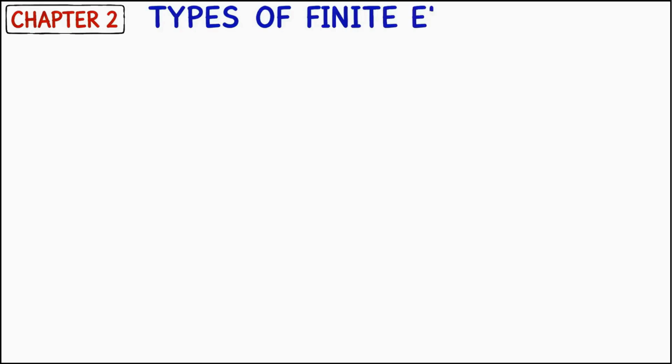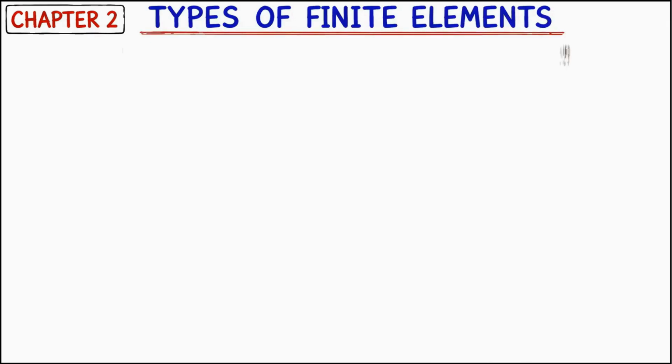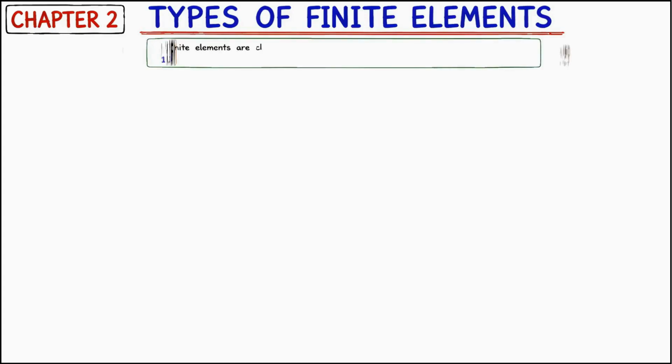Choosing the correct element is one of the most important decisions in finite element analysis because it directly affects both the accuracy and the computational efficiency of the solution. Finite elements are generally classified according to the dimension of the problem they represent. Let's begin with the simplest one: 1D elements.